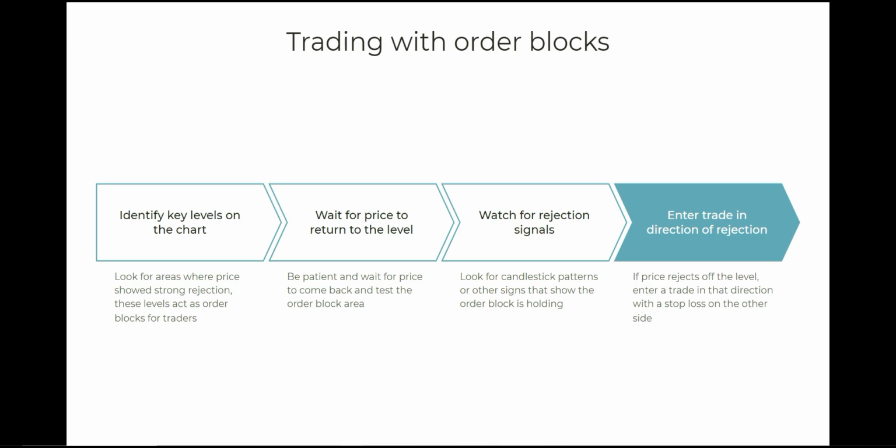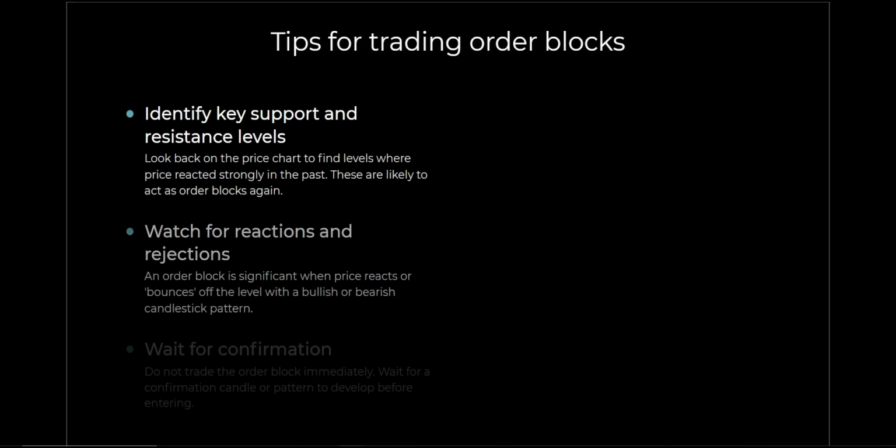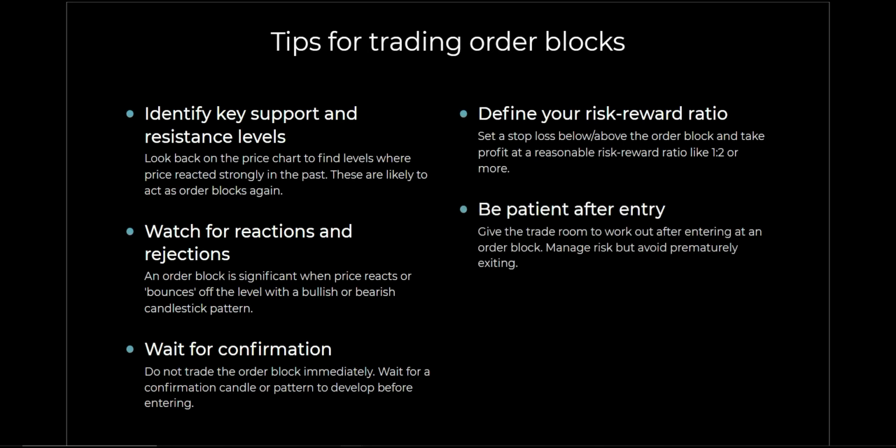Watch for rejection signals, look for candlestick patterns and other signs that show the order block is holding. Enter a trade in the direction of rejection. If price rejects off the level, enter a trade in that direction with a stop loss on the other side. So obviously there are trading rules. You gotta have your psychology in place. You gotta follow strict rules. You don't just enter a trade just because price touched the order block. There are ways to do this, but again, with patience, everything will fall in place.